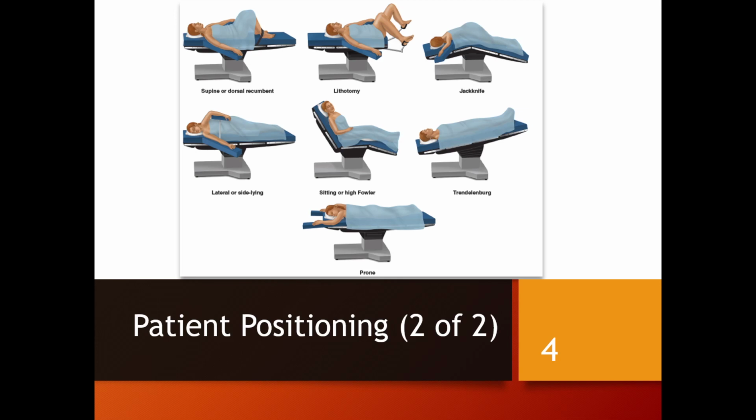The lateral position involves the patient lying on their side, a position often employed for procedures involving the kidneys or thoracic region. The high Fowler's position sees the patient sitting upright at a 90-degree angle, a position often used for procedures involving the upper body, such as thyroidectomies. The Trendelenburg position involves the patient lying supine, but with their head lower than their feet, a position often used for pelvic and lower abdominal surgeries.